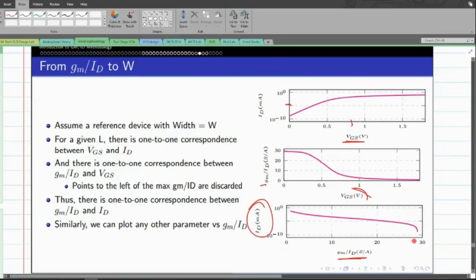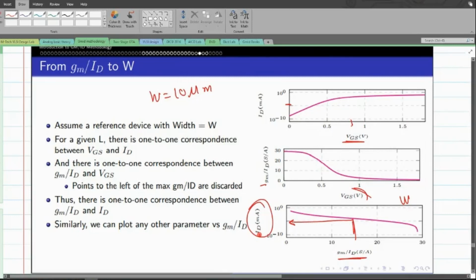Now you could clearly see there exists a one-to-one correspondence between the choice of GM over ID that I have chosen and the corresponding current that I am getting for a reference width. This is for a reference width. I have to choose a width, and that width normally we will take as 10 micrometer, and we can get all of these graphs. Now, having this one-to-one relation between this GM over ID and this ID, how will I extract the width?